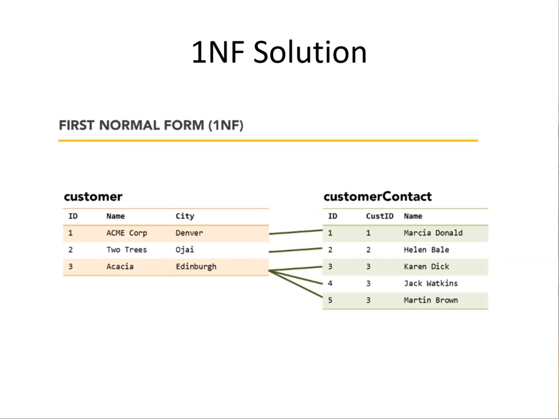How do we address first normal form violation? Well, the solution is to create another table. In this case, we call it customer contact, which has its own primary key, ID, and the customer ID is a foreign key, which is coming from this table. So I can say that Acme Corp, which is customer ID 1 over here, has Marsha McDonald as the customer contact. And this is how we get around the issues that you saw with first normal form.